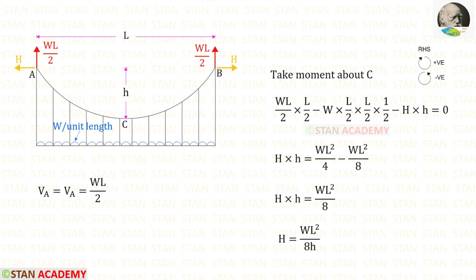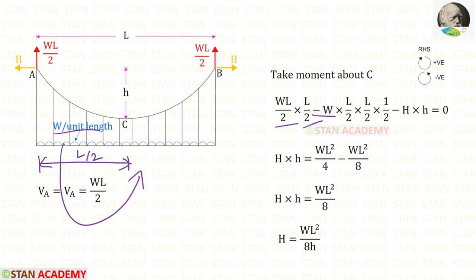Now let us make an expression for the horizontal thrust. For that, I am going to take moment about C from the point A. In this case, I am moving towards the right hand side. Clockwise will be positive and anticlockwise will be negative. VA is acting in the clockwise direction so it will be positive and the distance is L by 2. The uniformly distributed load is acting in the anticlockwise direction so it will be negative. For the uniformly distributed load, we have to multiply with the distance and distance by 2. Here the distance is L by 2, so L by 2 into L by 2 into 1 upon 2.